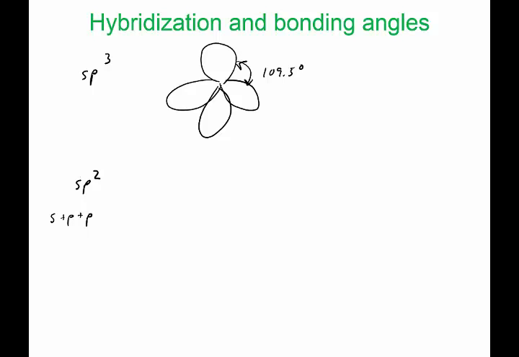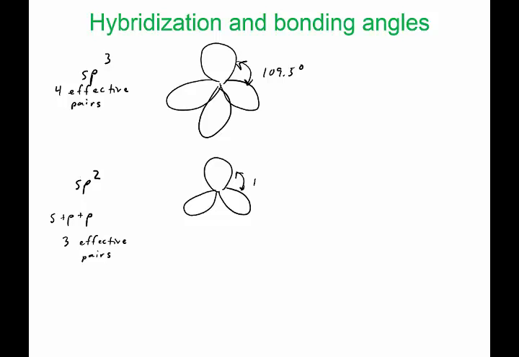You can have an sp2 hybrid where it just uses one s, a p, and a p. This would be for 3 effective pairs. This one is 4 effective pairs. This one is 3 effective pairs. So an sp2 would end up looking like this, and the bonded angles are 120 degrees if it's sp2.